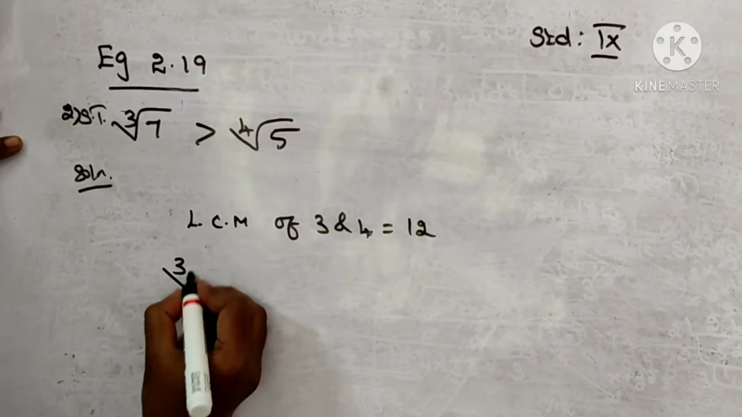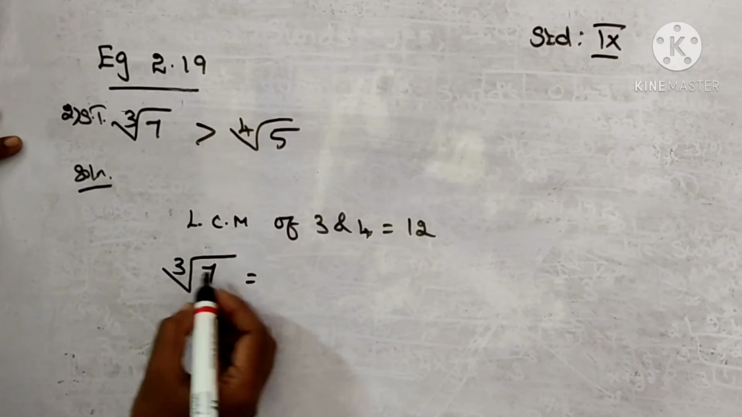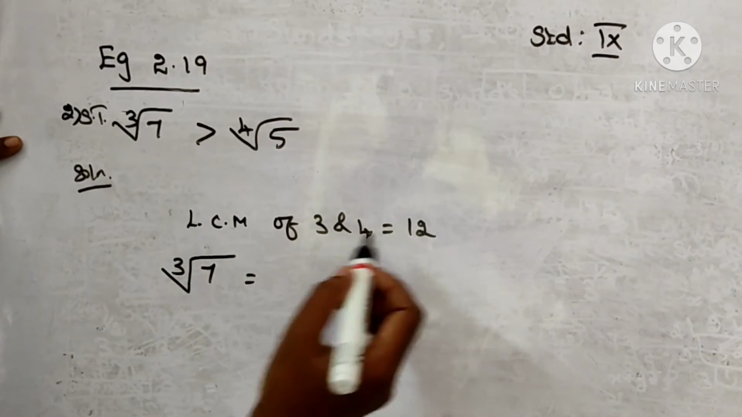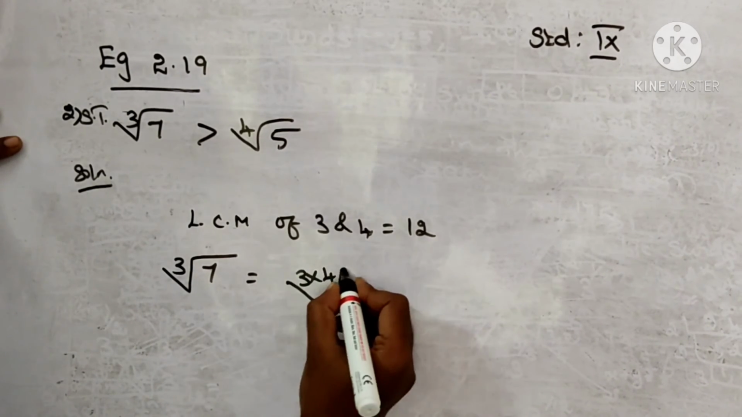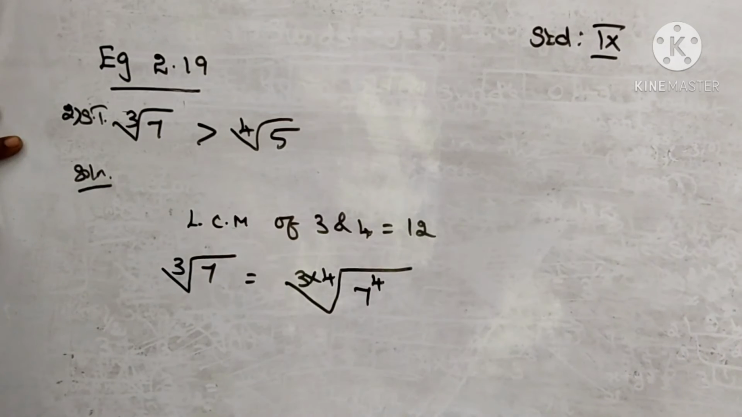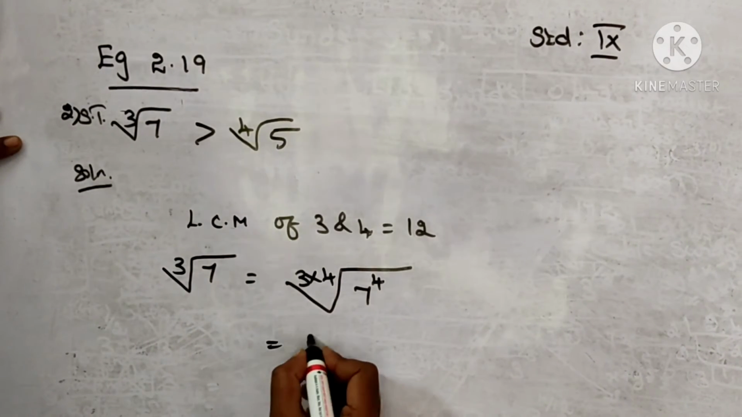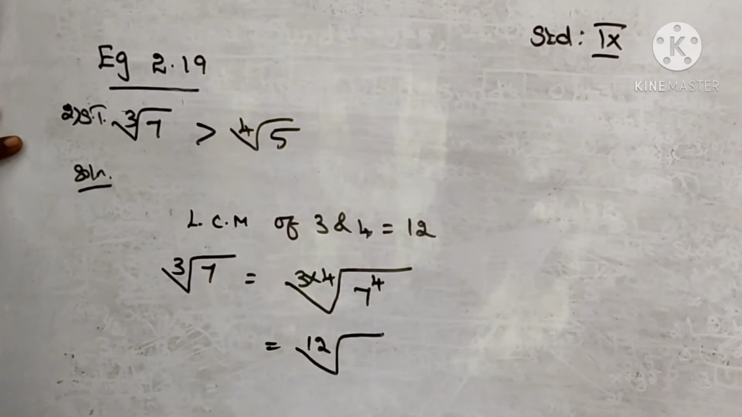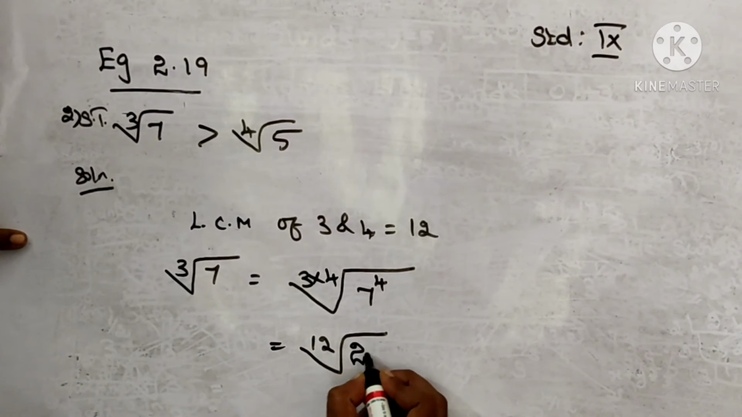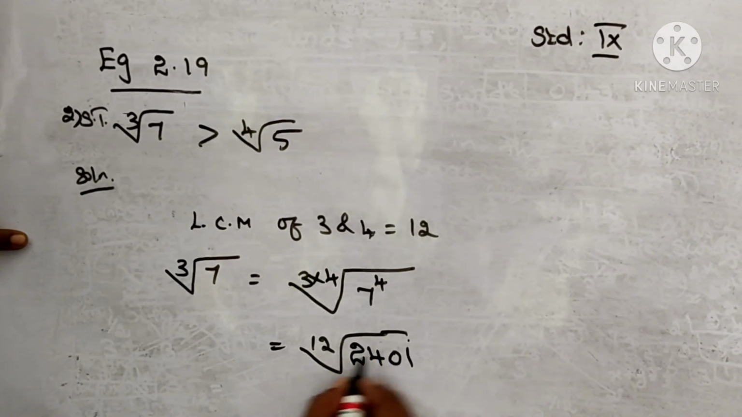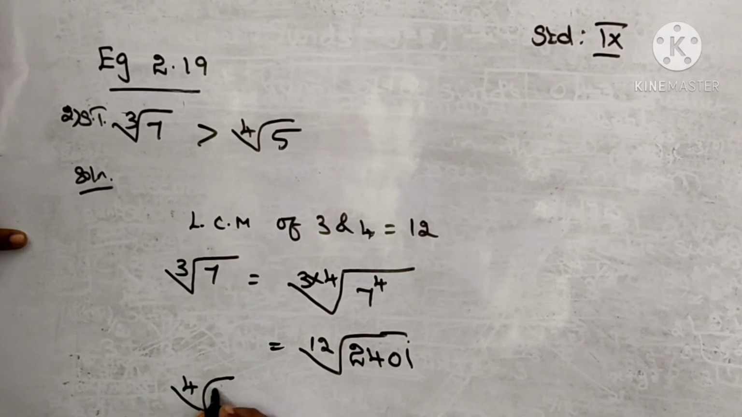We convert these surds into equiradical surds. We want the order to be 12. So you multiply the index by 4, so inside also you should raise the power 4. So we get the 12th root of 7 to the power 4. What's the value? 7 into 7 into 7 into 7. So 49 into 49 is 2401. Next number, the 4th root of 5.